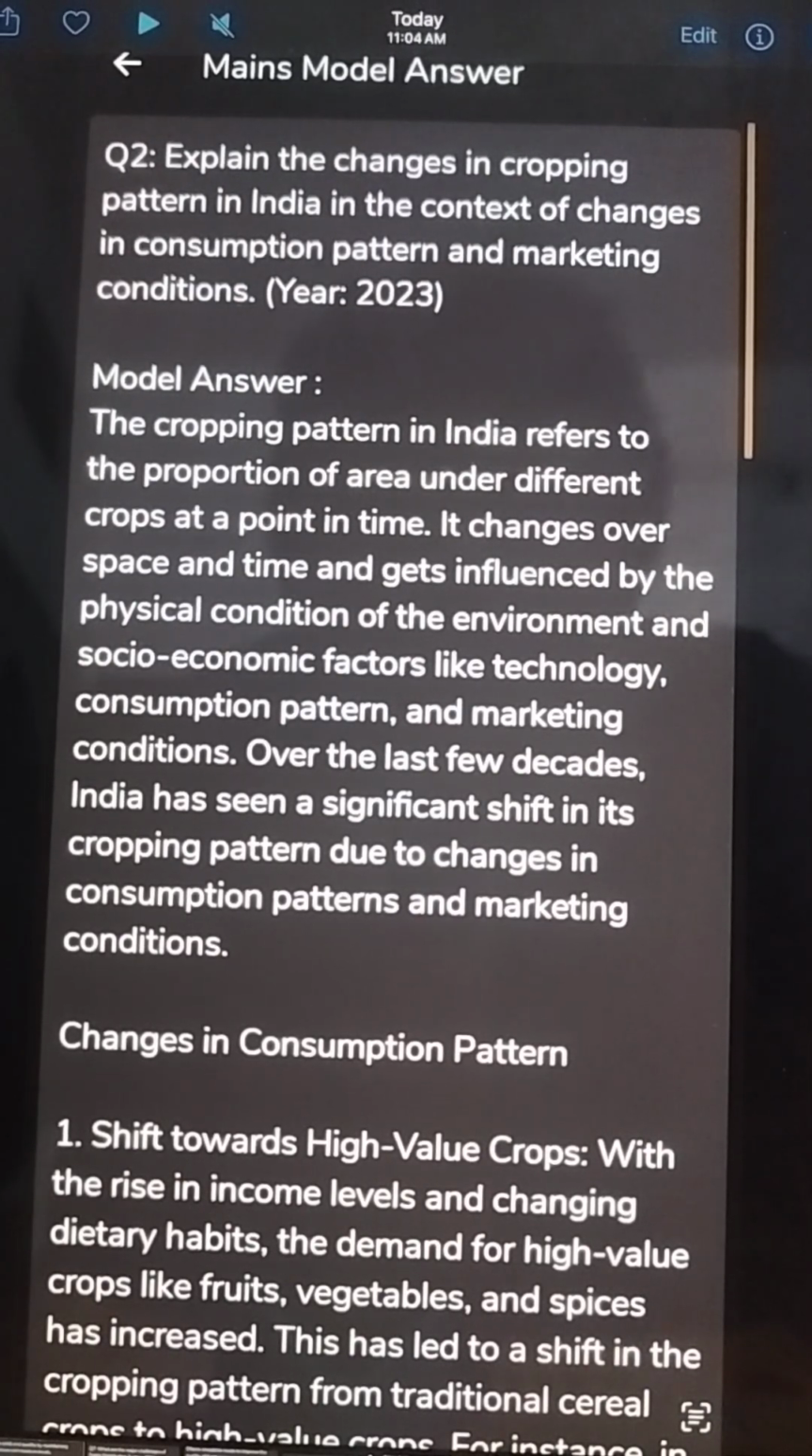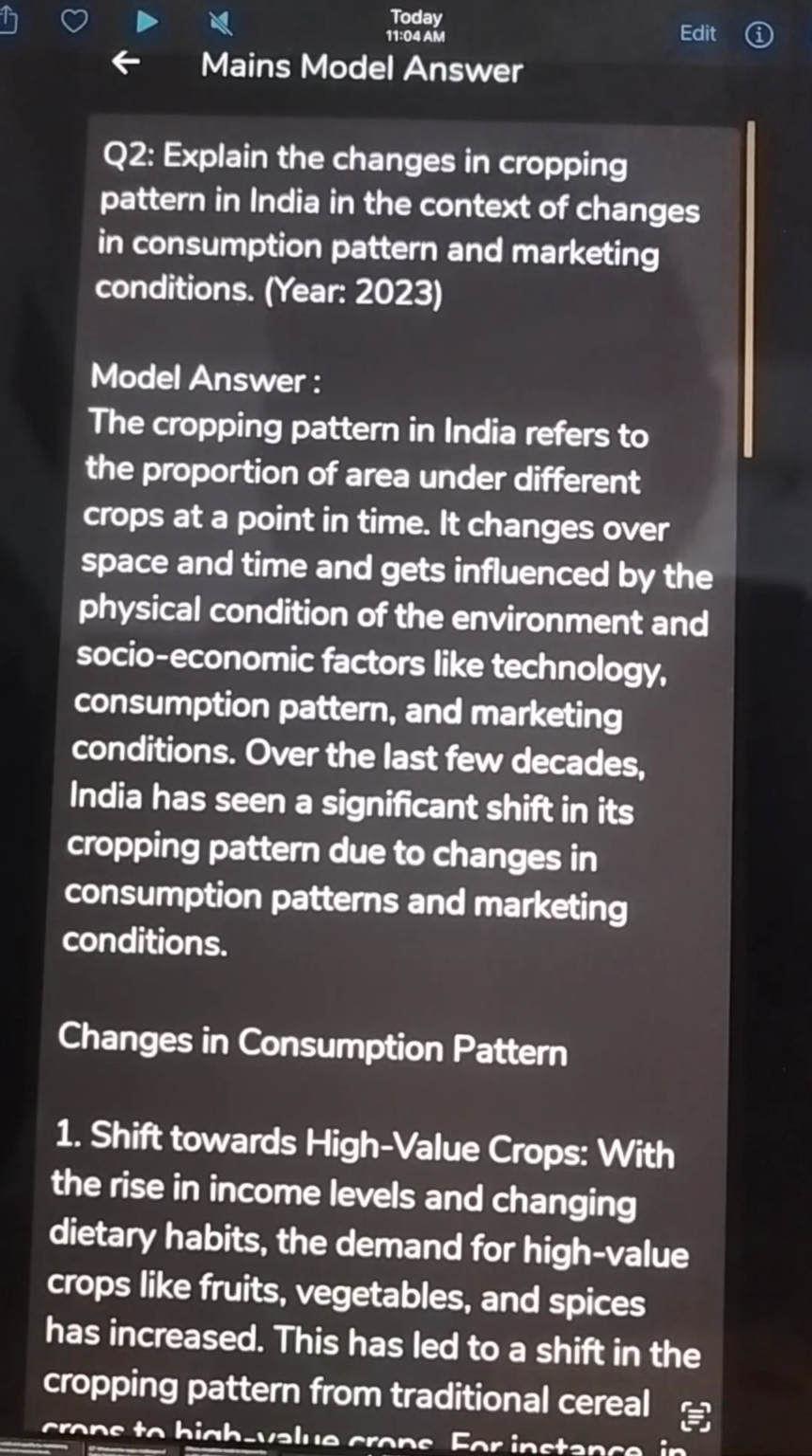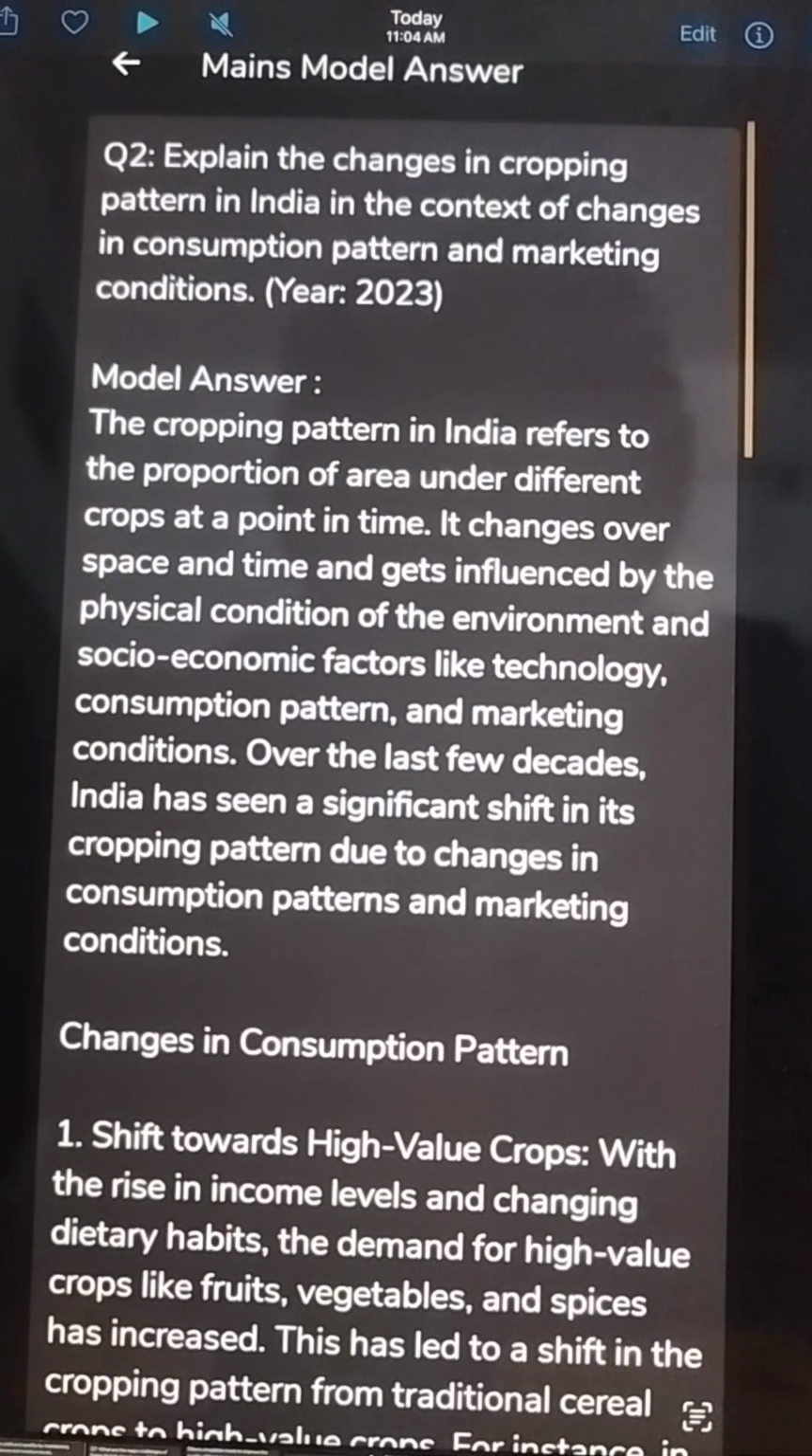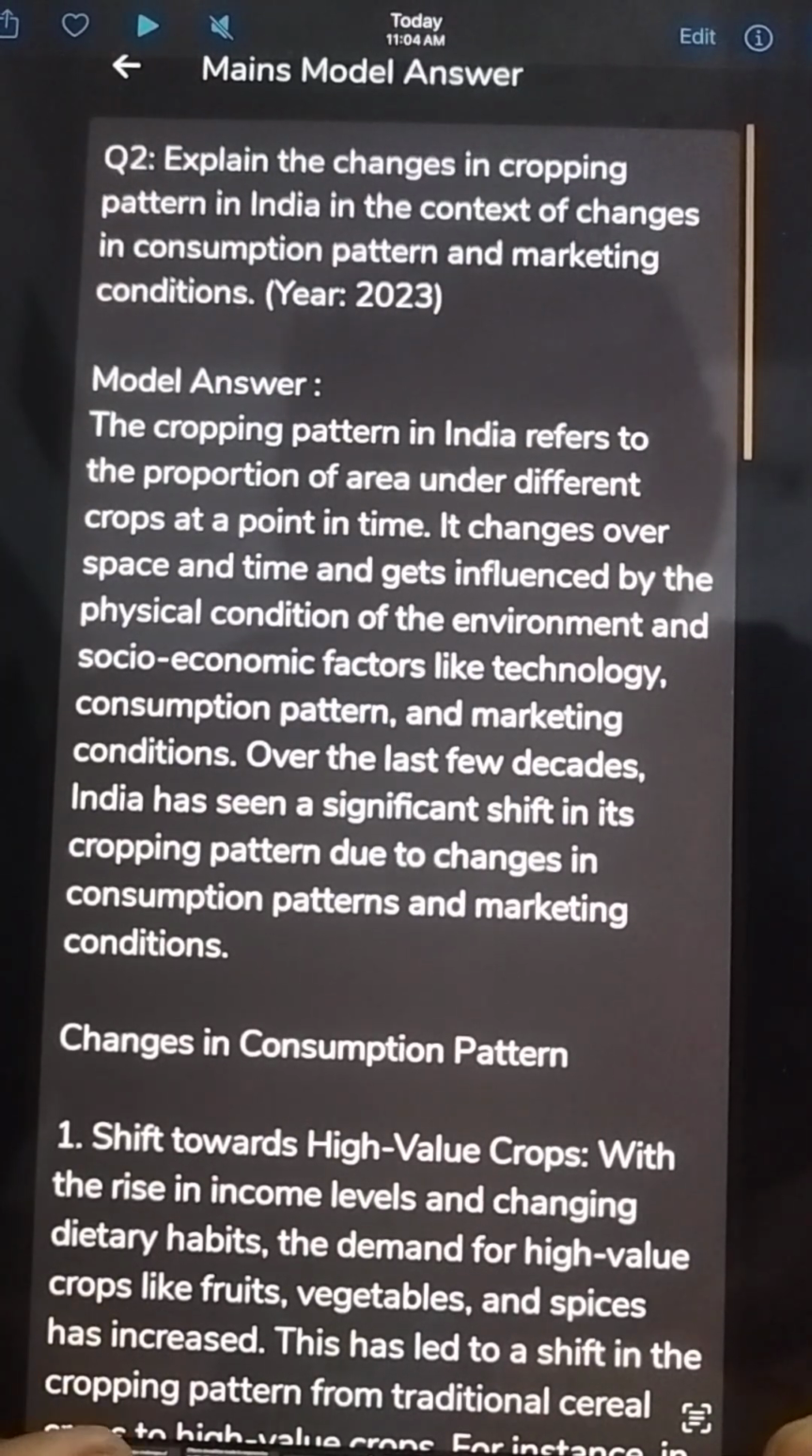It changes over space and time and gets influenced by the physical conditions of the environment and socio-economic factors like technology, consumption patterns, and marketing conditions. Over the last few decades, India has seen a significant shift in its cropping pattern due to the changes in the consumption patterns and marketing conditions. Then comes changes in the consumption pattern. First, shift towards high-value crops.